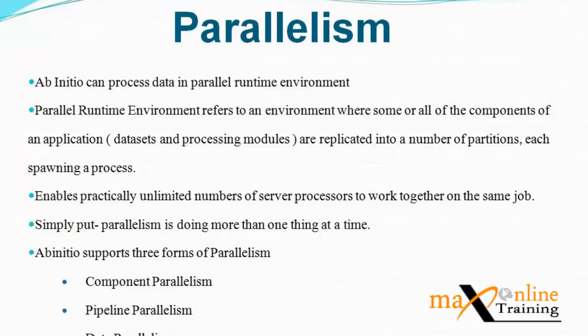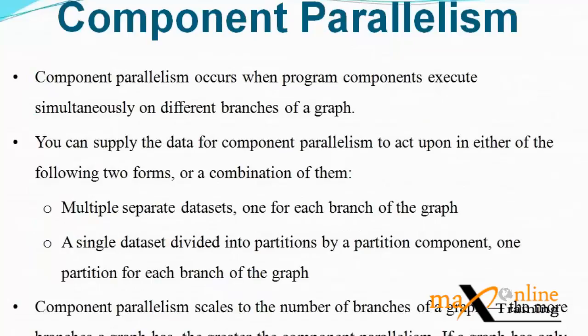Okay. The next concept is parallelism. So Initio can process data in a parallel runtime environment. It supports three forms of parallelism: component parallelism, pipeline parallelism, and data parallelism. So let's see how Initio supports these three types of parallelism. Component parallelism occurs when program components execute simultaneously on different branches of a graph.